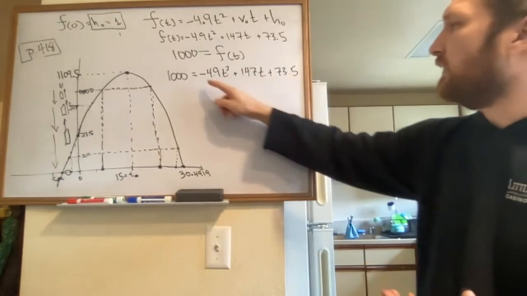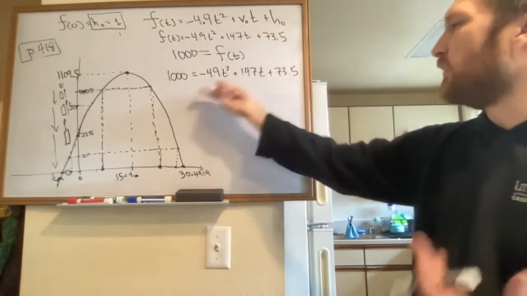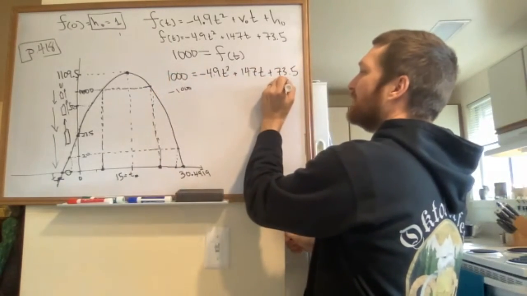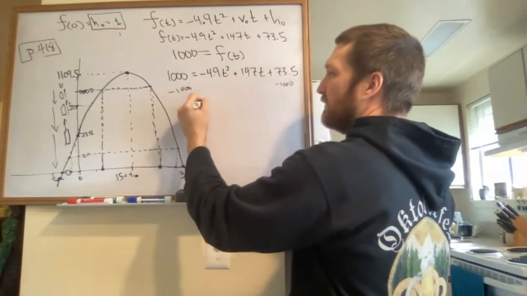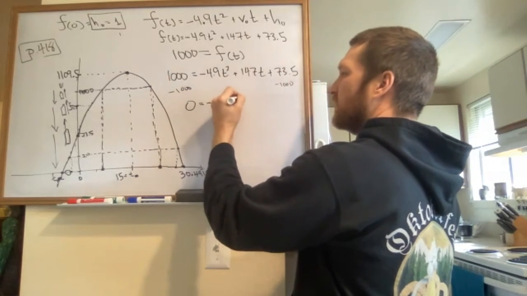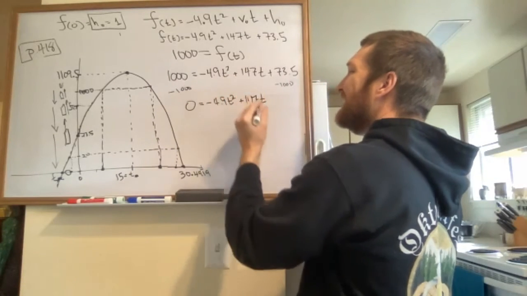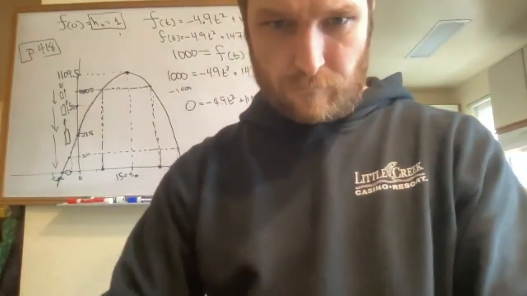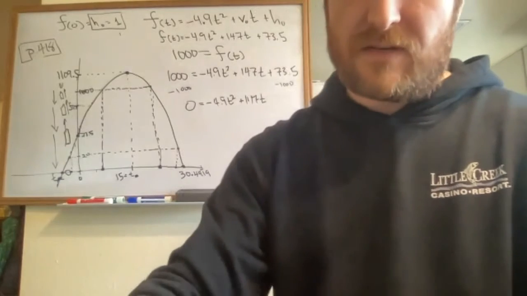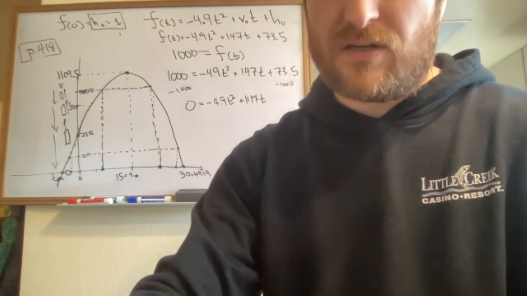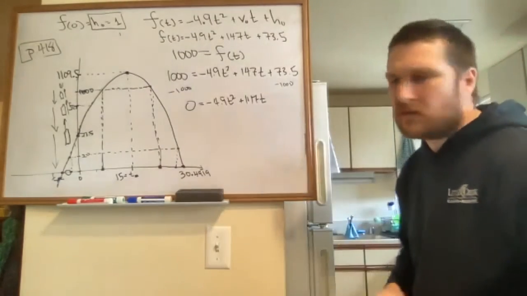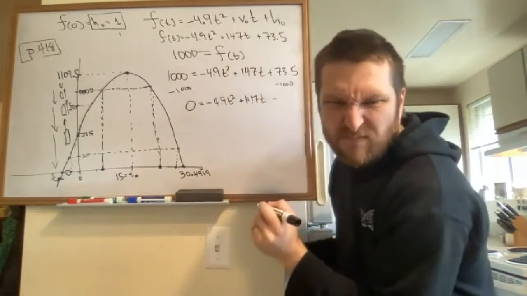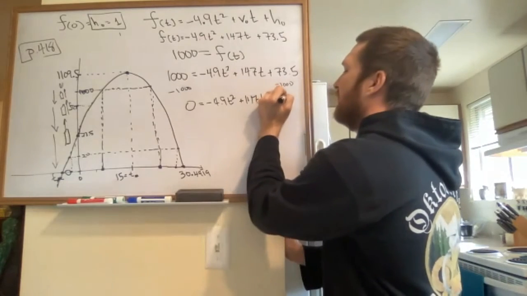Well, we know how to solve things that are equal to 0. This isn't equal to 0, but we can make this equal to 0 pretty easily. Just subtract 1,000 from both sides. And then we'd have 0 equals minus 4.9t squared plus 147t plus 73.5 minus 1,000. 73.5 minus 1,000 is negative 926.5.